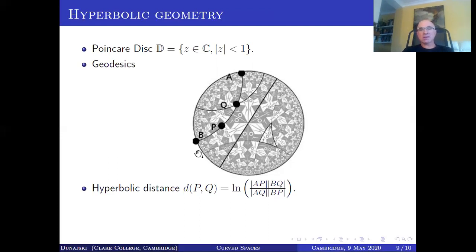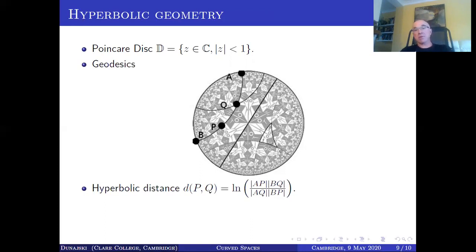Let's pick 2 points, P and Q, and connect them by a geodesic. This geodesic will intersect the boundary circle at 2 other points, call them A and B. Now, the distance between P and Q is obtained by computing the lengths of the Euclidean segments AQ, AP, BQ, BP, and forming the expression AP times BQ divided by AQ times BP, and taking its natural logarithm.